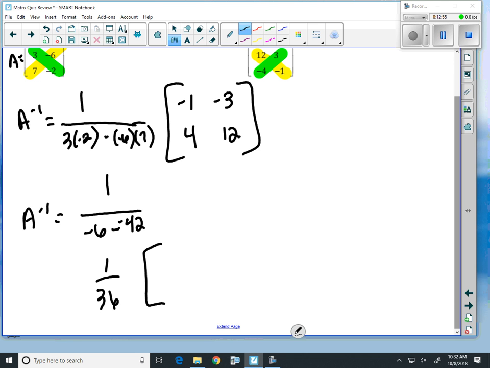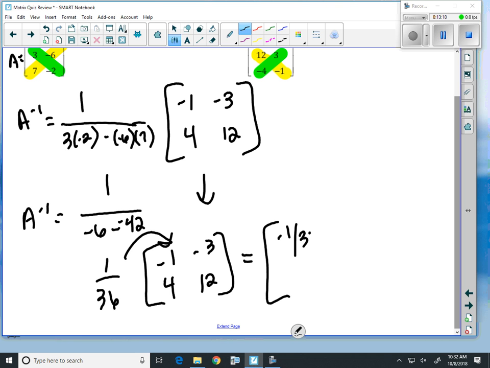And then I'm going to go ahead and bring down my matrix. And from here, it's just like scalar multiplication. You multiply the whole thing by 1 over 36. So this would be negative 1 over 36. This guy would be negative 3 over 36.